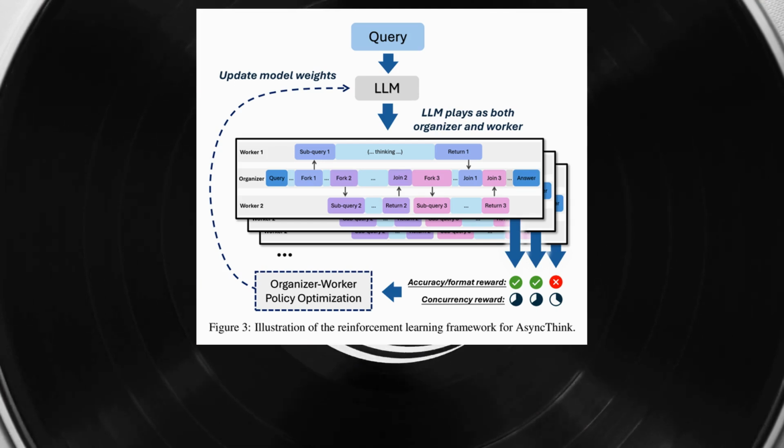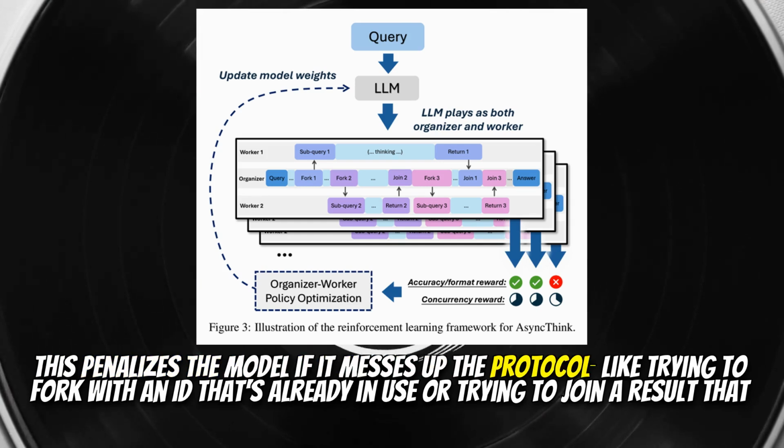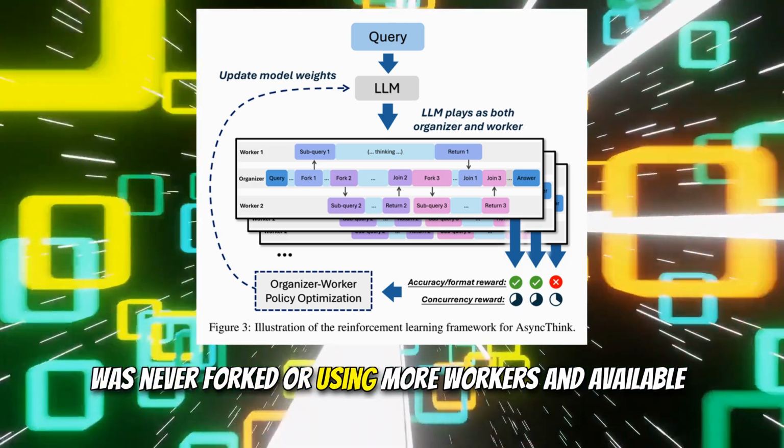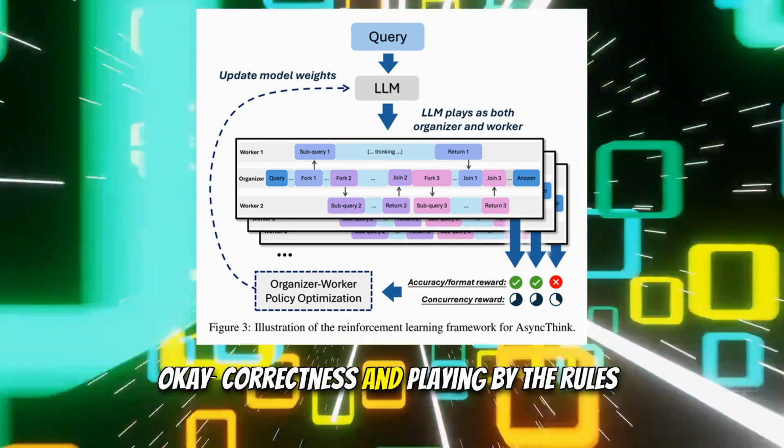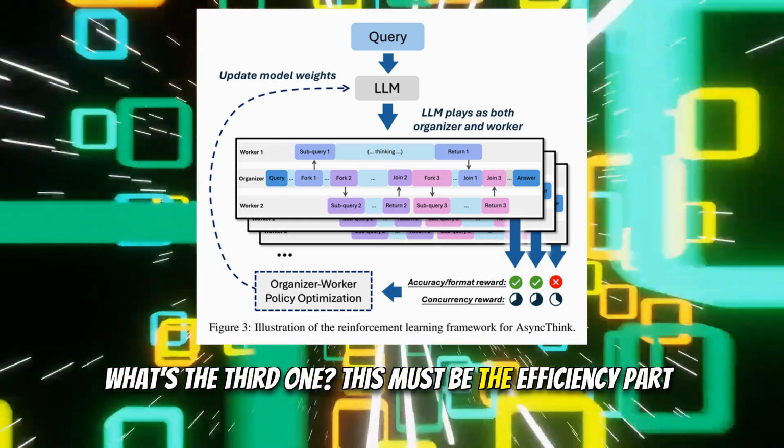That's table stakes. Second, a format reward. This penalizes the model if it messes up the protocol, like trying to fork with an ID that's already in use, or trying to join a result that was never forked, or using more workers than available. Basic rule following. Okay, correctness and playing by the rules. What's the third one? This must be the efficiency part.